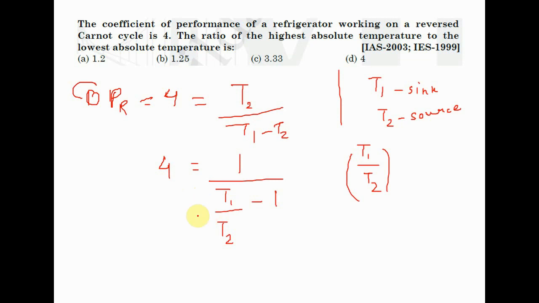It is equal to 4. Cross multiply, so it will be T1 upon T2 minus 1, it is equal to 1 by 4. 1 by 4 is nothing but 0.25. So T1 by T2 is 0.25 plus 1, that is 1.25, equal to T1 by T2. This you have to find, T1 by T2. So you got the value 1.25. That is the answer. Again B.